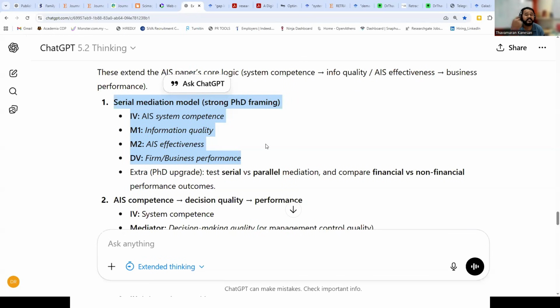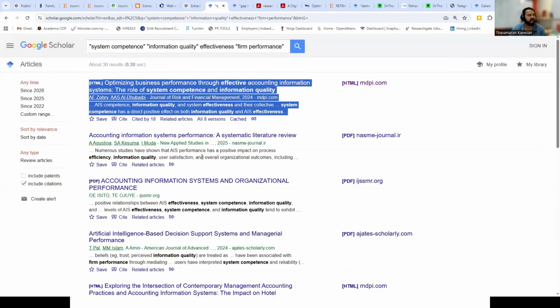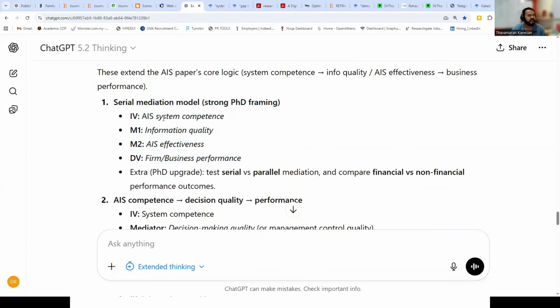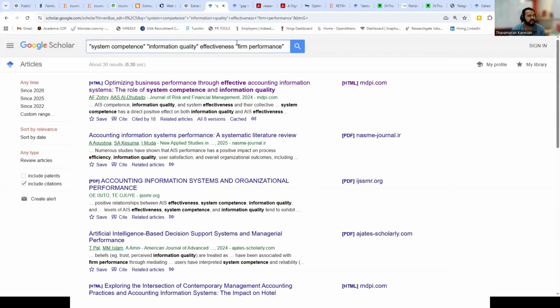Okay. The easiest way for you to rectify very quickly, before you say no: you must put the variables together in a strategic way, so you can find out whether the idea is new or not. So here there is system competence. I never take AIS because I want to be able to generalize it to see whether it covers or not. So I take system competence. Information quality, so I take information quality here. Next is AIS effectiveness, so I take effectiveness only. Then next one is firm performance, so firm or business performance.